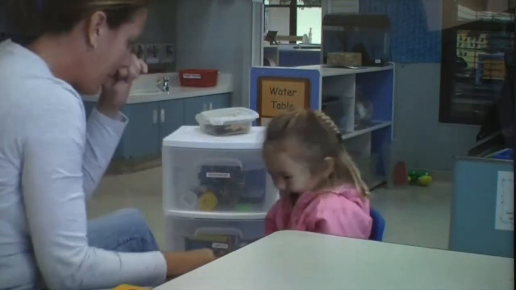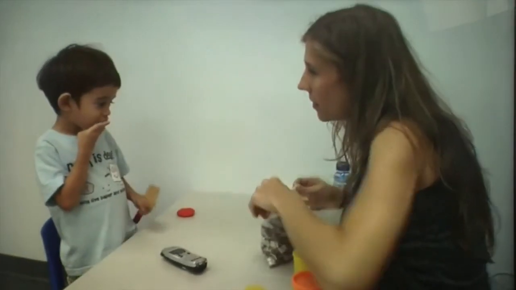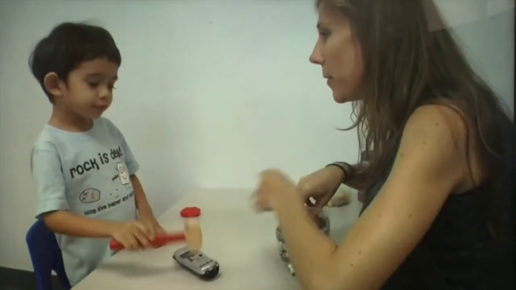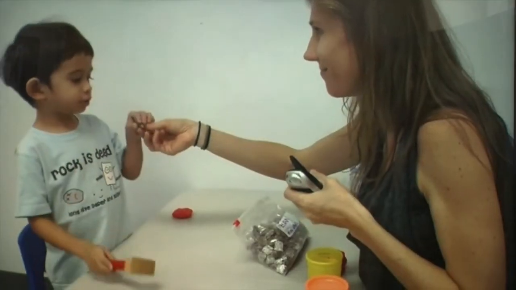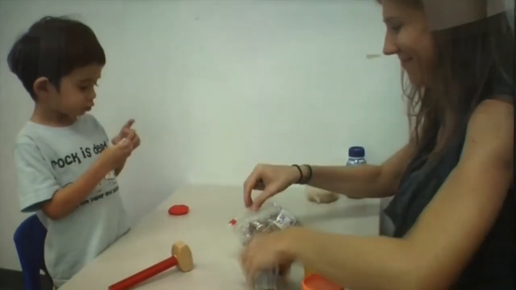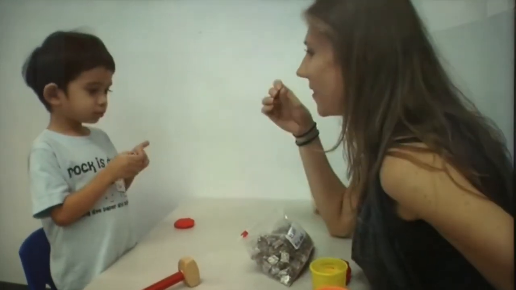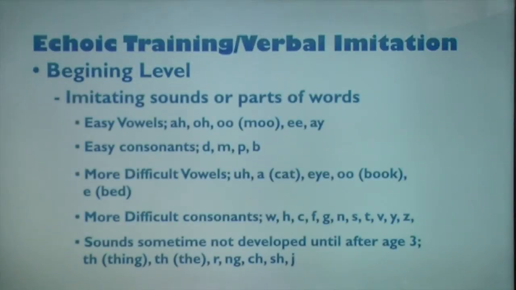In a beginning level learner, you may focus on just individual sounds or parts of words. Be sure to pay attention to what sounds are developmentally sequenced and what sounds are the easiest for your learner to produce. Listed here are sounds categorized from what is generally easiest to increasingly more difficult. This information can be found on the Verbal Imitation program sheet attached to this module.